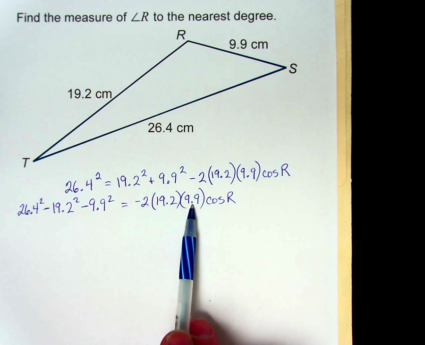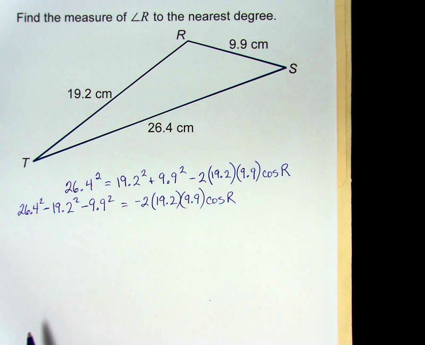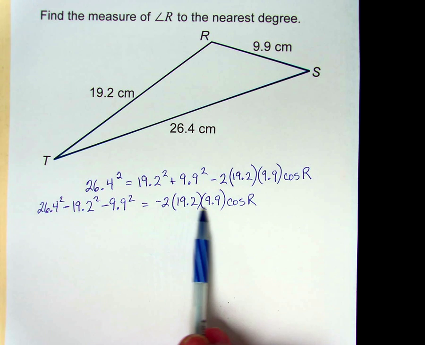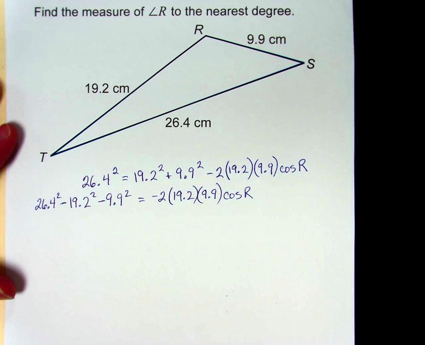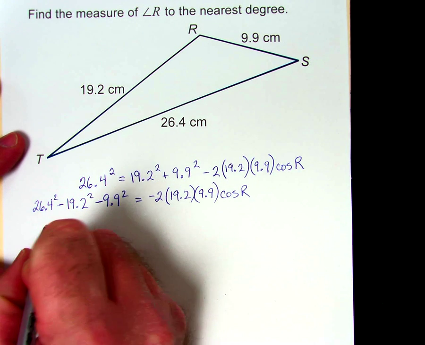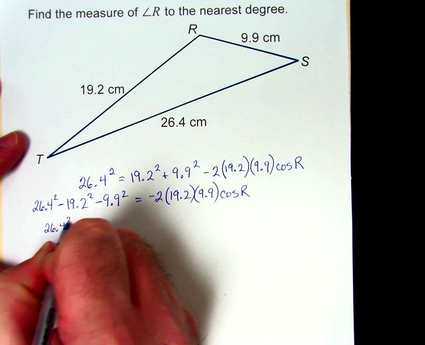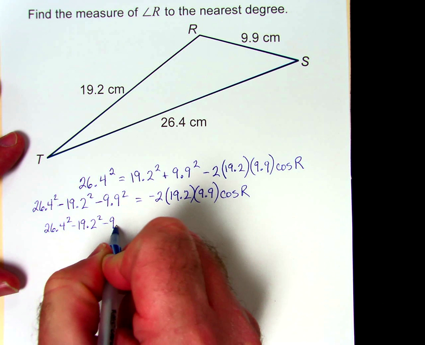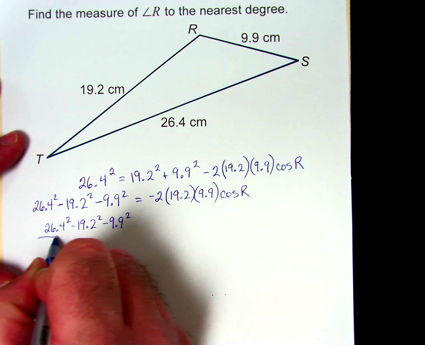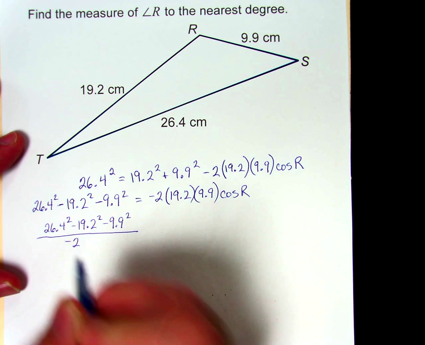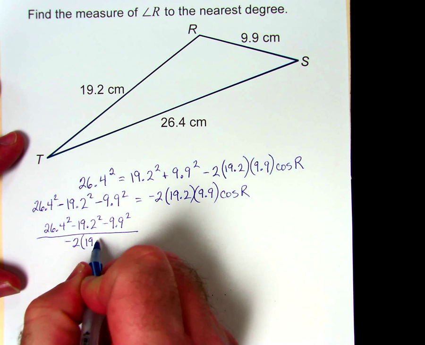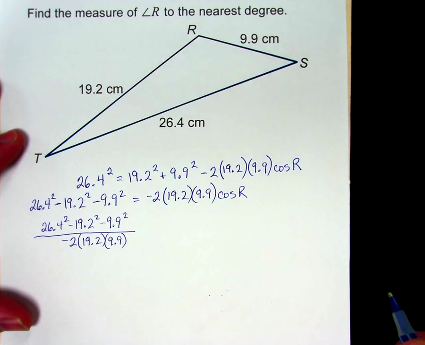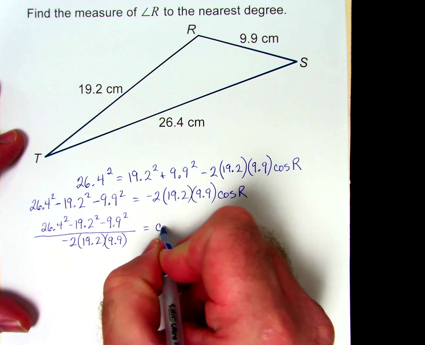Notice that all three of these are multiplied times the cosine of R. So what I want to do is I want to divide both sides by that product. So on the left side of our equation, we're going to have 26 4/10 squared minus 19 2/10 squared minus 9 9/10 squared, all divided by negative 2 times 19 2/10 times 9 9/10. And that will equal the cosine of R.